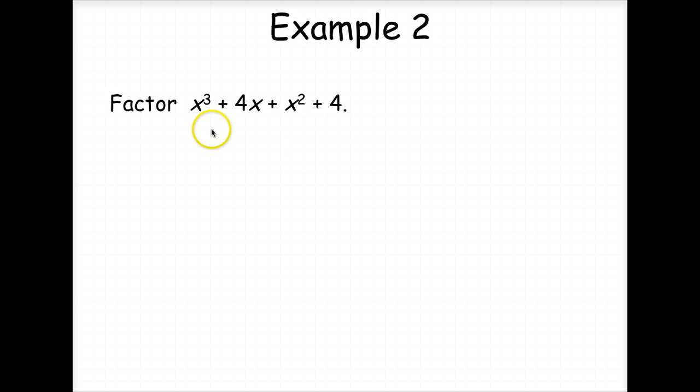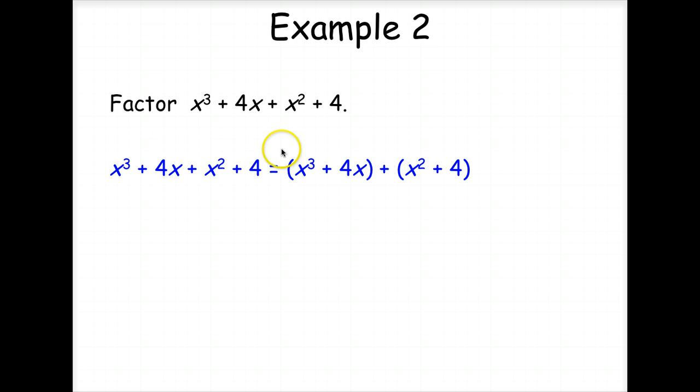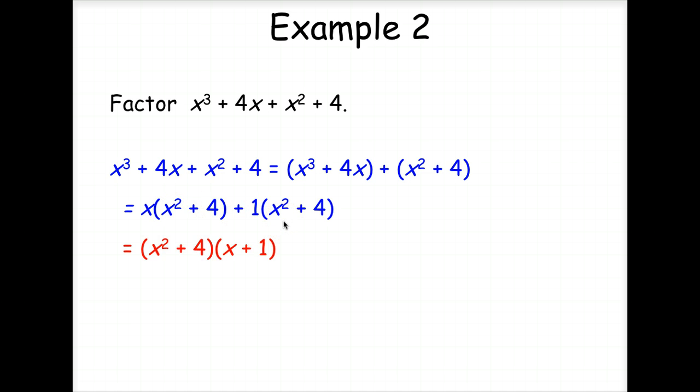Example 2. Again, we're going to group the first two, x to the third plus 4x, and then the second two, x squared plus 4. What can we pull out of these? You're right, an x. And here, just a 1. So we're going to have x plus 1 and an x squared plus 4.